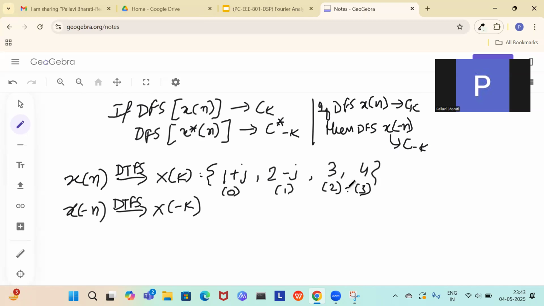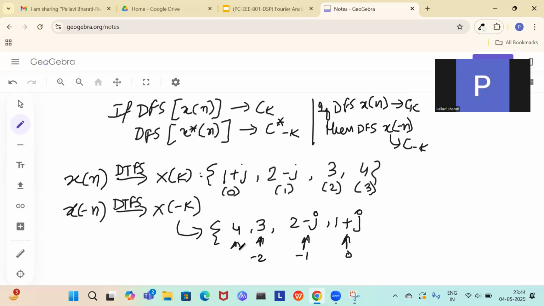Now what is going to happen is it will get time reversed. By time reversal, this is going to become 4, 3, 2 minus j, and 1 plus j. So 1 plus j remains at 0. This will come at minus 1, this will come at minus 2, and this at minus 3. Till here it is the time reversal property.